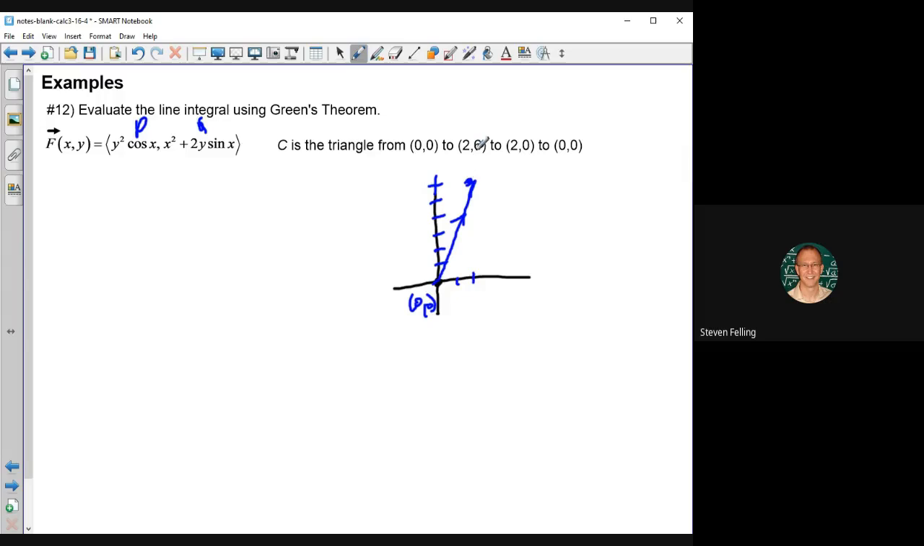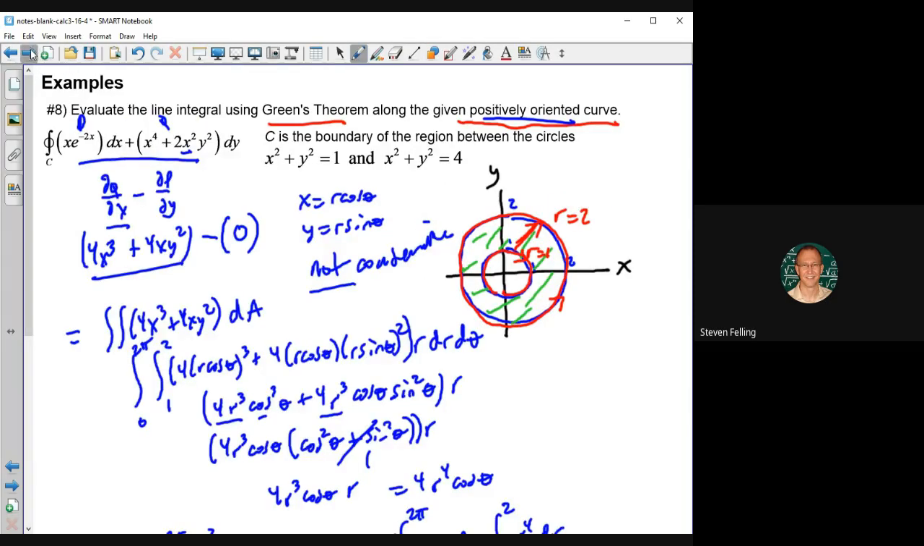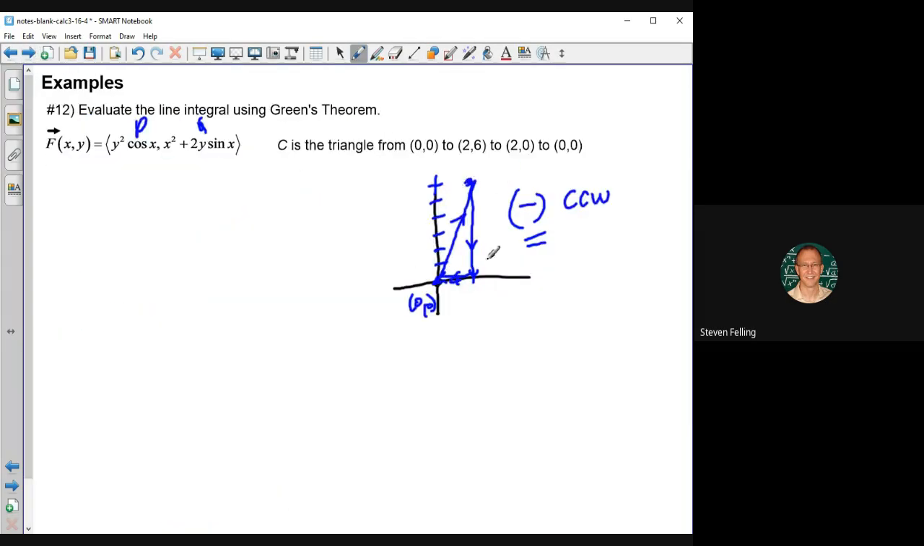And then 2, 6 to 2, 0. And then 2, 0 to 0, 0. So it's this path right here. Now one thing that's interesting is that this path is specifically defined clockwise, so this is the negative of a counterclockwise path. So at the end, we're going to have to multiply our result from Green's theorem by a negative to account for the fact that they didn't state the positive path like they did in the previous problem. So we have to determine whether this is a positive or negative path, and we're going to multiply by negative and we're done.